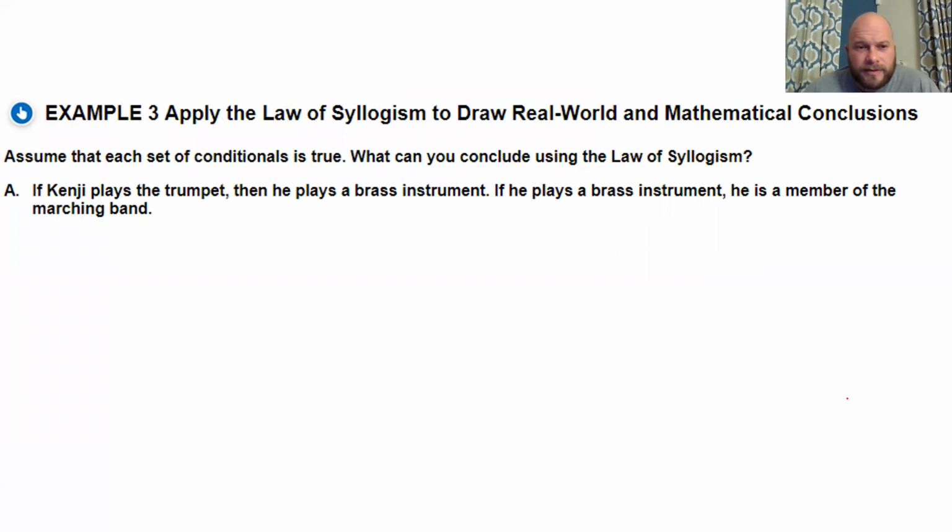All right, example 3. So this is the law of syllogism working. And again, this is basically just cutting out the middleman. It says, assume that all these statements are true. If Kenji plays a trumpet, then he plays a brass instrument. If he plays a brass instrument, then he's a member of the marching band. Well, we are going to just cross off the conclusion from the first and cross off the hypothesis from the second, since they're the same thing. Talking about playing a brass instrument, we can skip those and combine the first part with the last part. So if Kenji plays the trumpet, then he is a member of the marching band.